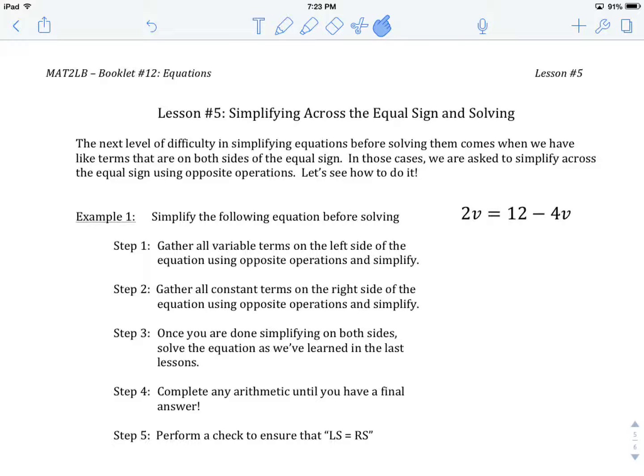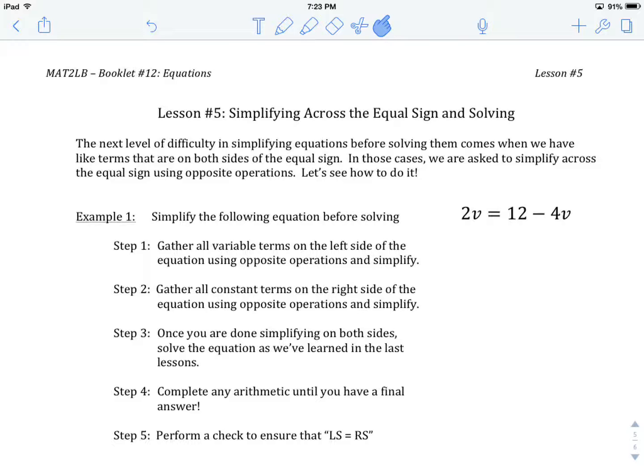Sometimes your like terms in an equation are found on both sides of the equal sign, and we need to reorganize them to get all of the constant terms onto the right and all of the terms with variables onto the left. That's going to be our goal. Variables left, constants on the right. So I'll show you how to do that in example number 1. Again, it hinges on opposite operations in the proper order.